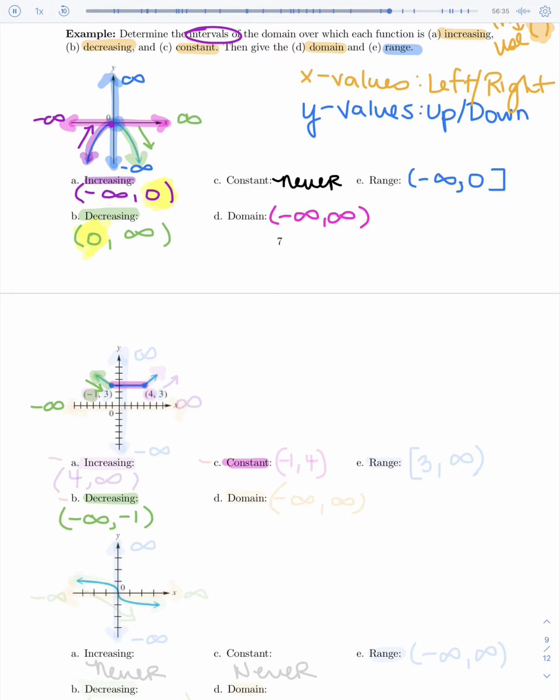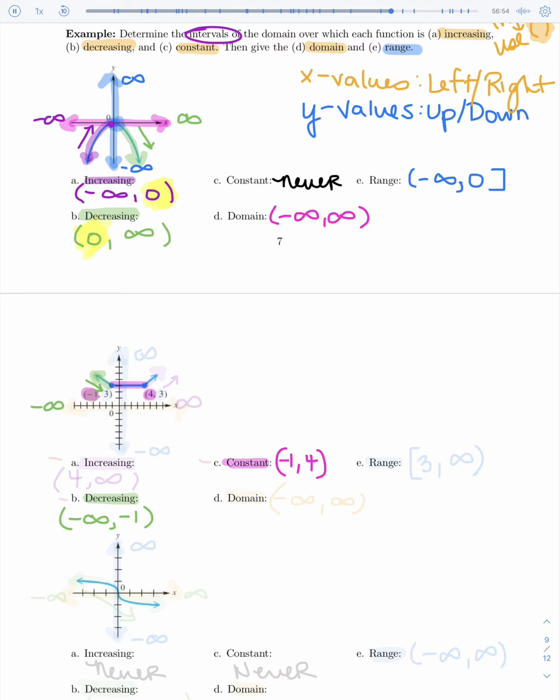When are we constant? Well, from left to right, that means we're using our x's again. We've got -1, 2, 4. Again, we have to use open intervals, so we have to use parentheses.